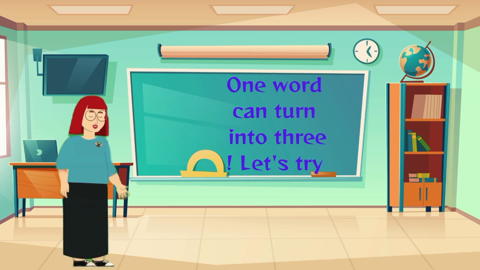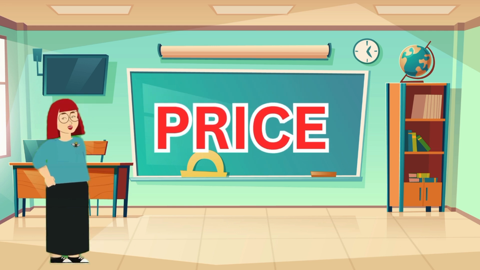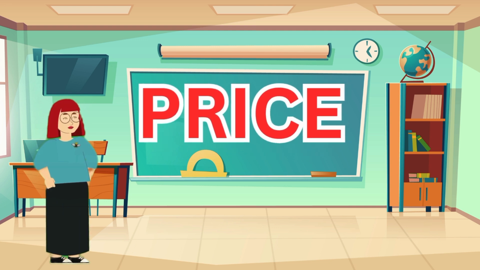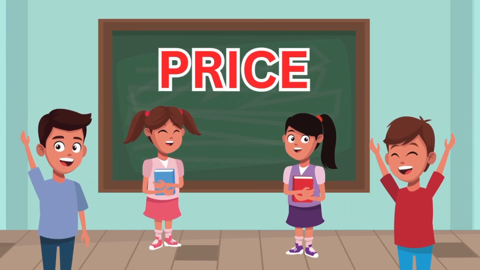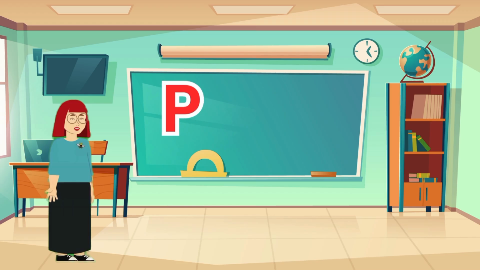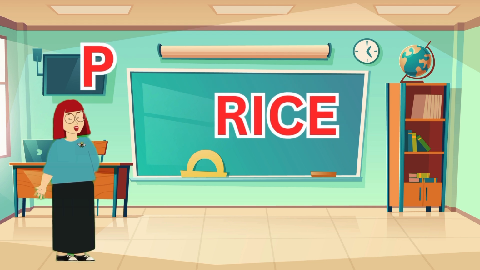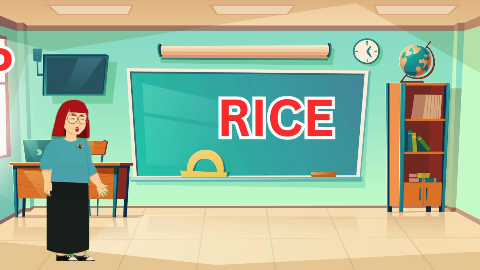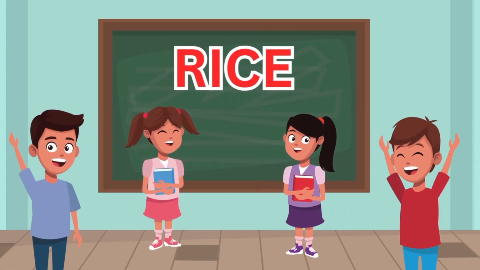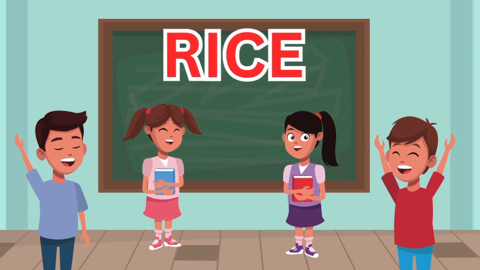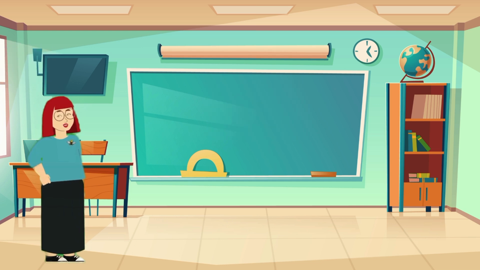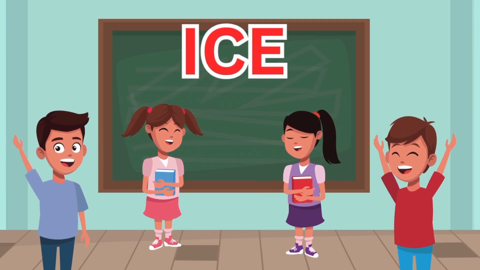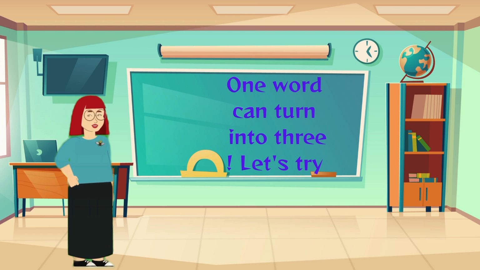Let's try another. Great! Let's start with our first word. Price on the board. Can you read this word with me? P-R-I-C-E. Price. Super! Now, let's see what happens when we take away the P. What word do we get? R-I-C-E. Rice. Yes! Now, if we take away the R, what's left? I-C-E. Ice. Awesome job! See? One word can turn into three.